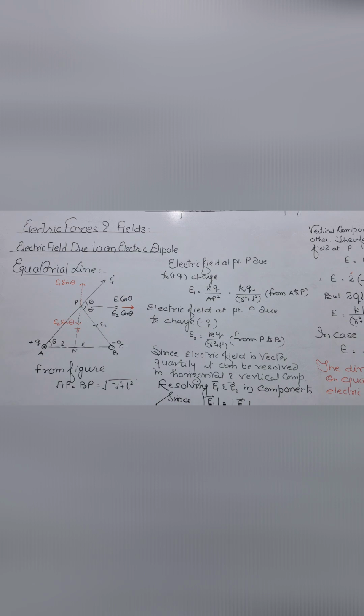To calculate electric field due to an electric dipole at a point on the equatorial line, we consider two charges, plus q, minus q, separated by distance 2l. On its perpendicular bisector, that is on the equatorial line, at distance r there is a point P where electric field intensity is to be calculated.